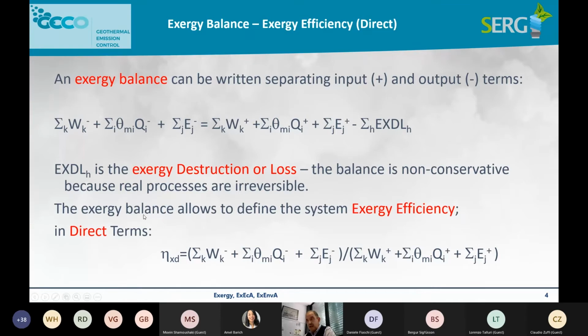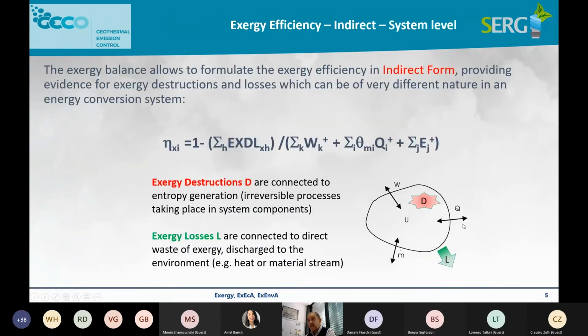You can see that we can define an Exergy efficiency. Of course, it is the output, which are the minus terms, work, heat, or Exergy, divided by the positive terms, that is what you spend to obtain this effect. But the most interesting section is to maintain the denominator always as the input terms and consider an indirect approach to the Exergy efficiency, which you can consider accumulating all Exergy destruction and losses from all the components.